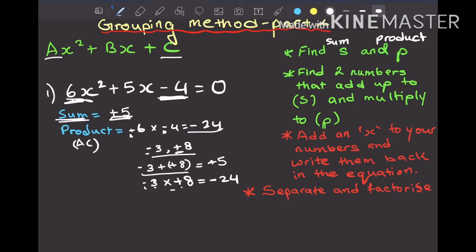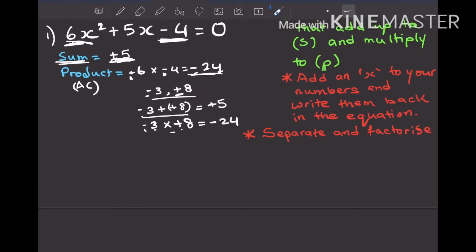So these are two numbers that when you add them, you get your sum number. When you multiply them, you get your product number. So you know that you can use them. So you're done with this. The third one says, add an x to your numbers and write them back in the equation. Now, it's really easy. As it says, you just add an x in front of these numbers. So let me just write them down here for you. So we have this equation. All we have to do is cancel the middle term and add these back into the equation.